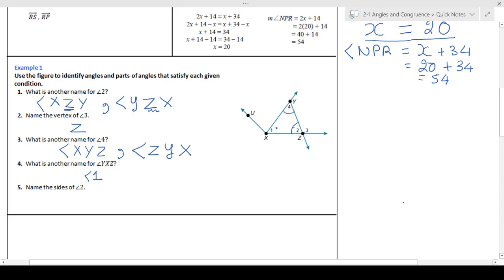This is angle 2 again. The sides that compose angle 2 between them are Z, Y, and Z, X. I can't put any arrows here because they are limited. They are line segments, so I can just put a line here and a line here. These are the sides that make the angle between them. I'm not concerned with any other side. I'm talking about angle 2. I want this side and this side, which form together the vertex Z and include angle 2.